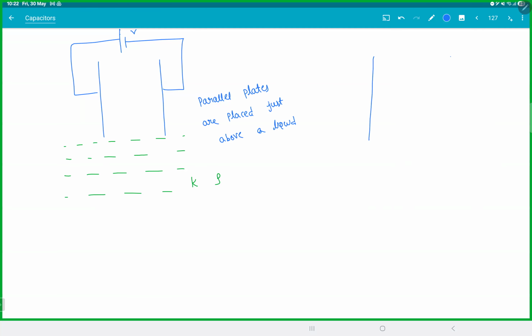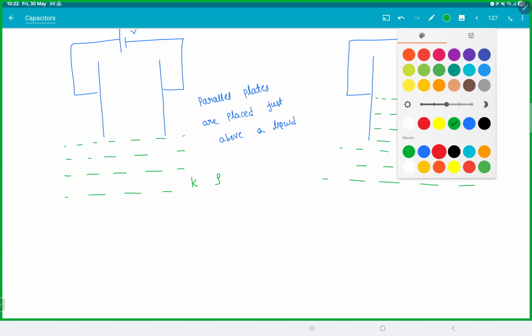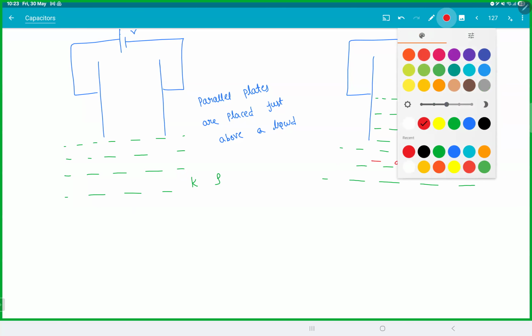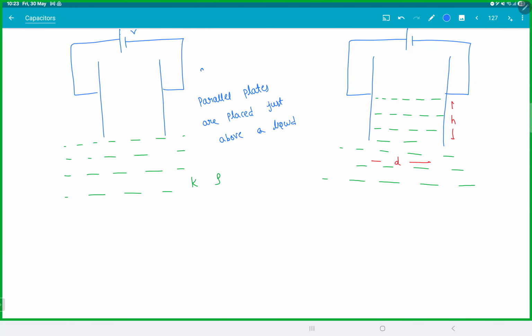So what happened? This force started attracting the liquid, and the liquid started rising between the plates. It's also like a dielectric slab, right? So the question was this: find the height of this liquid. Let the distance between them be d, and let the length of the slab be L. What do you think we should do? What was the catch? The force F will be equal to mg, isn't it?